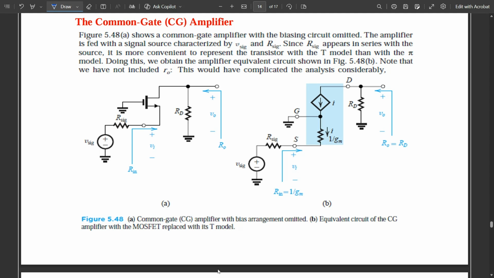Along with that, with the source resistance, we also wrote its pi and T equivalent models and represented them. So those who have not seen that video, go and watch it. It is available just previous to this video.